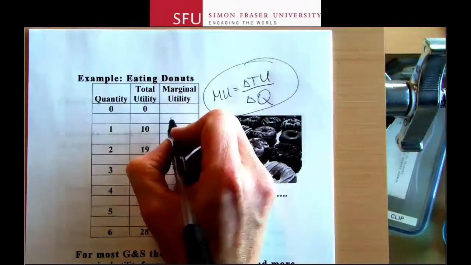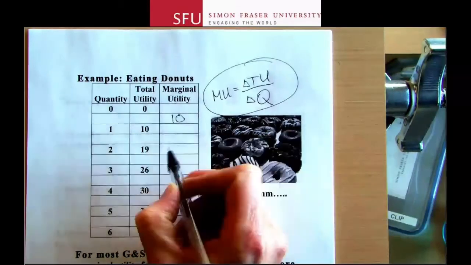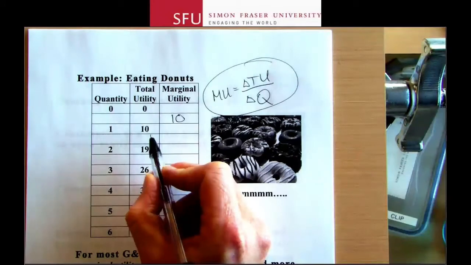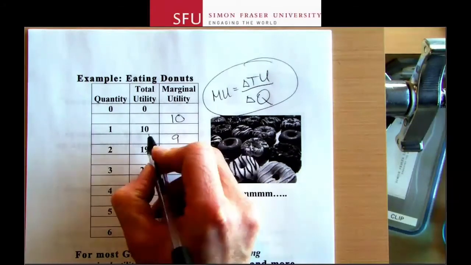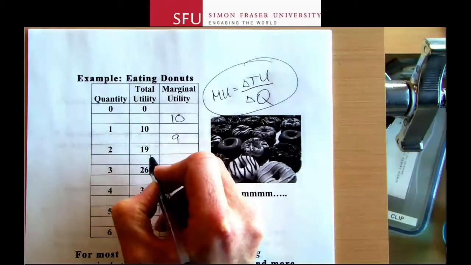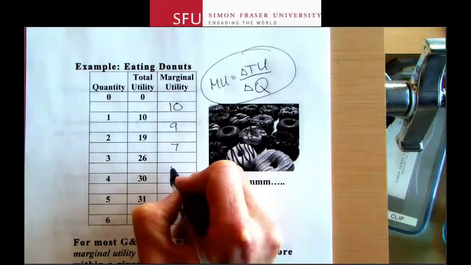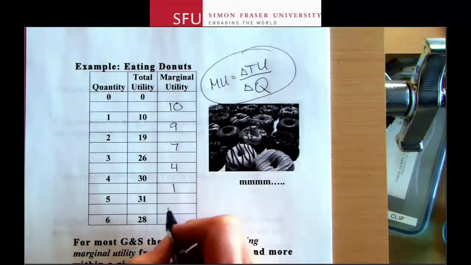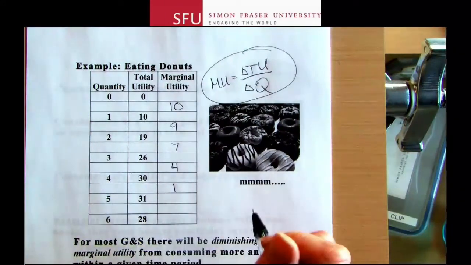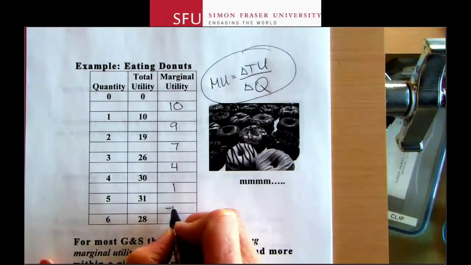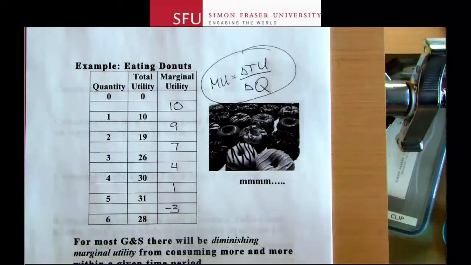So the first donut gives you 10 units of utility. The second donut gives you 9, so an increase of 9. And then the third donut increases utility by 7, 4, 1. And then the sixth donut would actually decrease your utility. So what does that mean?